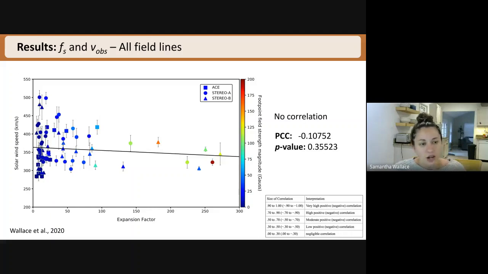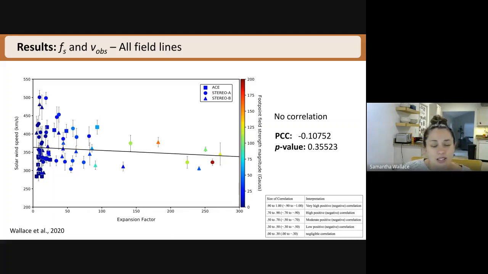The various spacecraft observations are indicated by the different shapes. Solar wind speed observations are averaged over plus or minus half a day from the model-determined arrival time of the parcel, and those error bars represent the standard deviation in solar wind speed over a one-day bin. The photospheric field strength at the foot point of each field line is in color scale. The first thing that we can immediately gather is that the observed solar wind for these pseudostreamers is all slow, less than 500 kilometers per second.